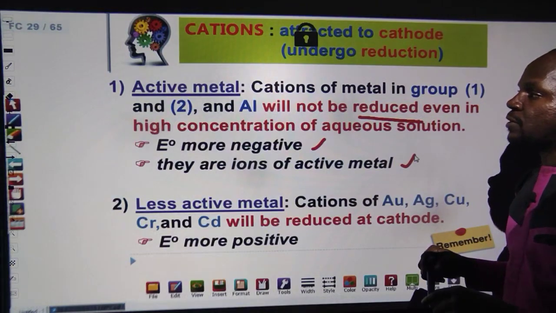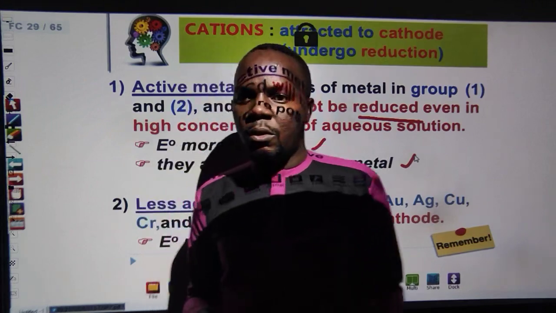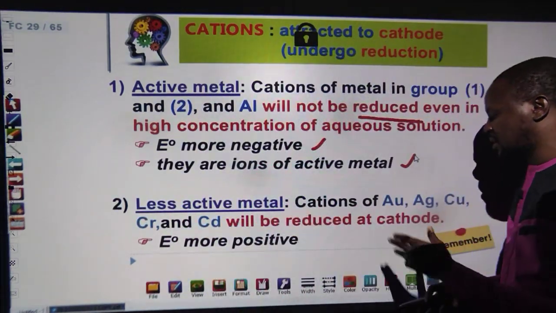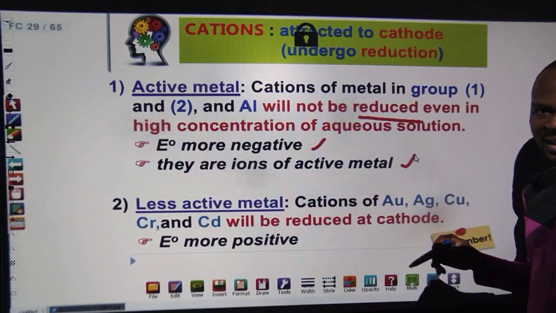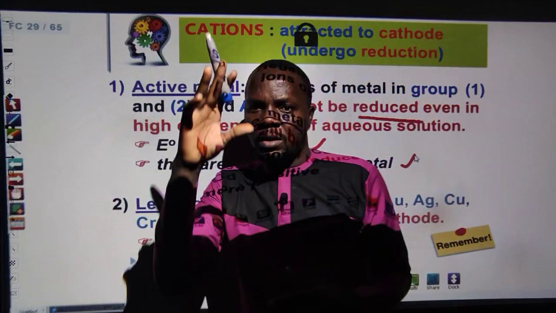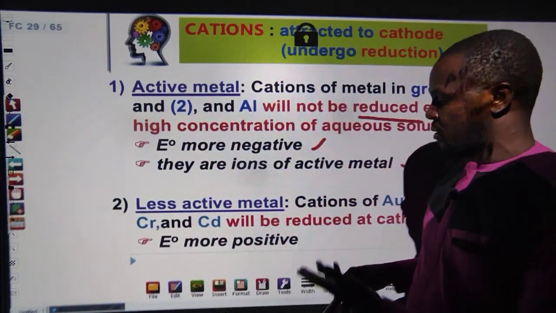And you know, if you are talking about cations, you mean what they should have: more positive value. So that is what we are talking about. Then the less active metal means cations of those that are down. And if you have studied the other explanation I gave you about the position of the ion in the ECS, you don't even have a problem here, if you can just follow that.